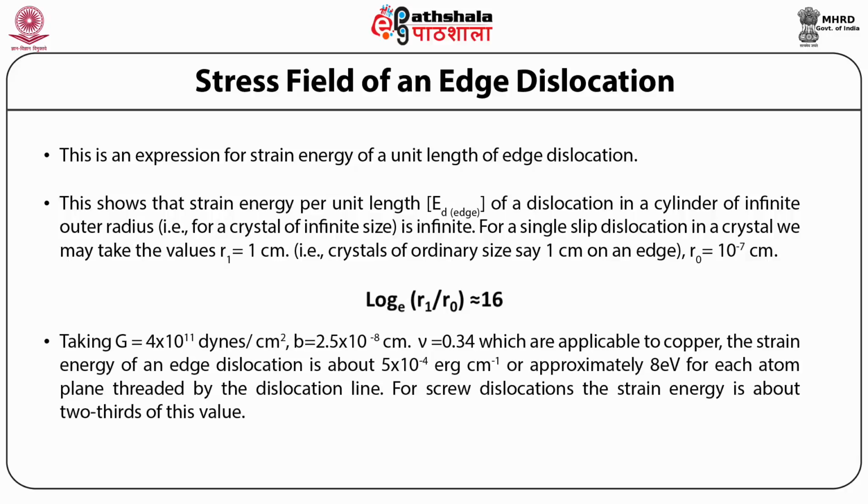Taking G equal to 4 into 10 raised to the power 11 dynes per square centimeter, b equal to 2.5 into 10 raised to the power minus 8 centimeter, nu equal to 0.34, which are applicable to copper, the strain energy of an edge dislocation is about 5 into 10 raised to the power minus 4 erg per centimeter, or approximately 8 electron volt for each atom plane threaded by the dislocation line. For screw dislocations, the strain energy is about two-thirds of this value.